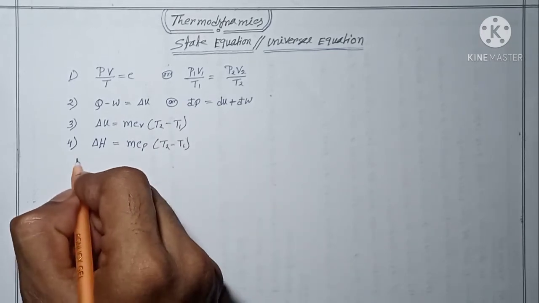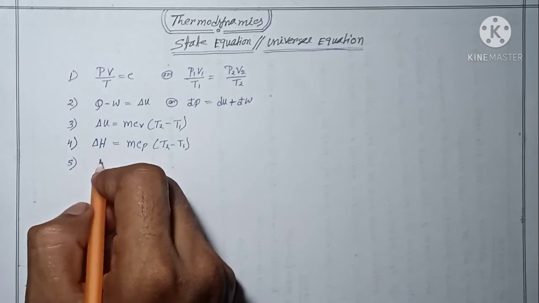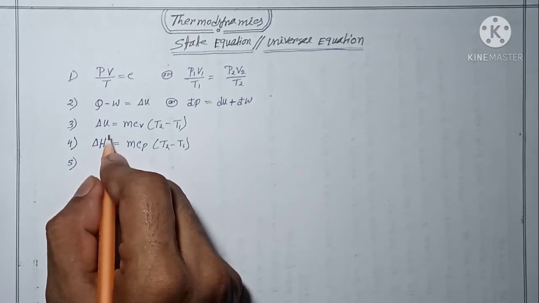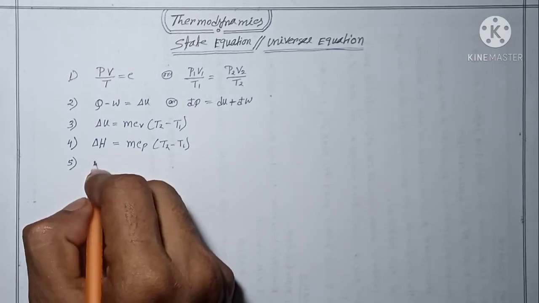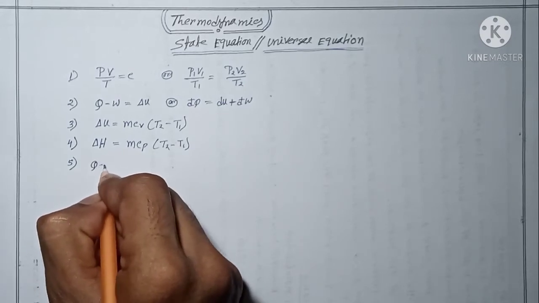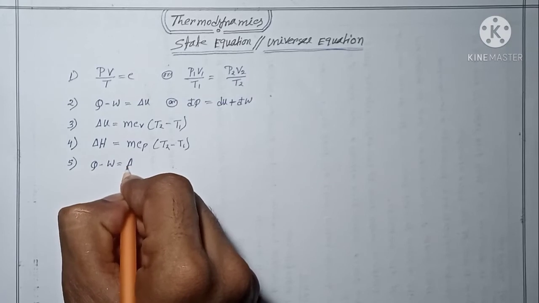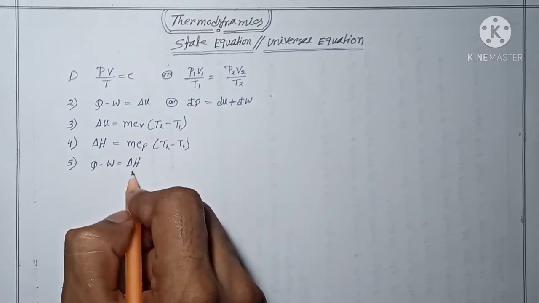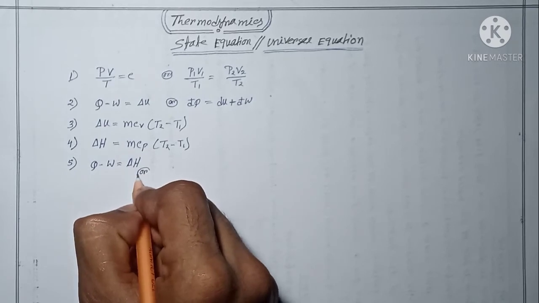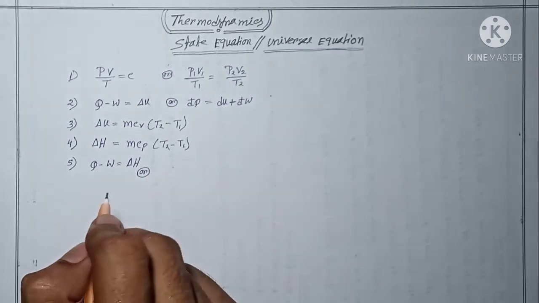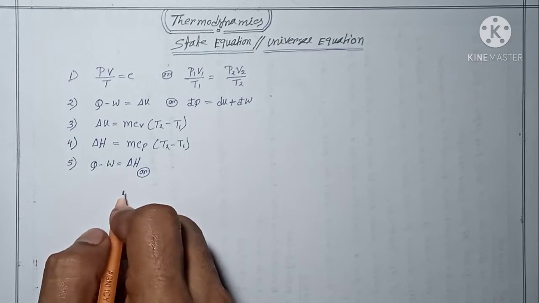Now equation number 5 is basically the first law of thermodynamics for the open system, and this is Q minus W is equal to delta H. This equation is basically known as the steady flow energy equation. So we all know the basic form of the steady flow energy equation.